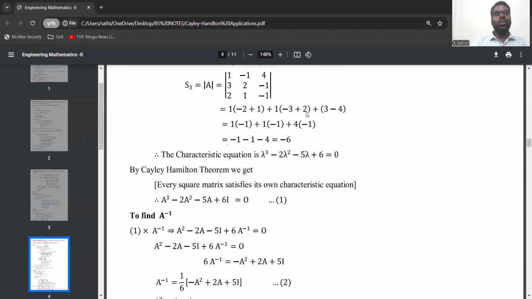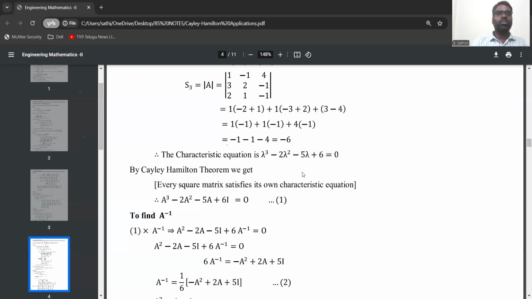So minus 3 plus 2, and again for the third, we remove the last column and first row, and we get 3 into 1 minus 2 into 2 minus 4. So the simplification is 1 into minus 1 plus 1 into minus 1 plus 4 into minus 1. So we get minus 1, minus 1, minus 6. Sorry, minus 4. So the sum of all this is minus 6. Therefore, the S3 value is minus 6.